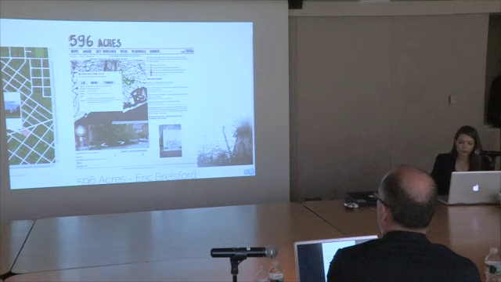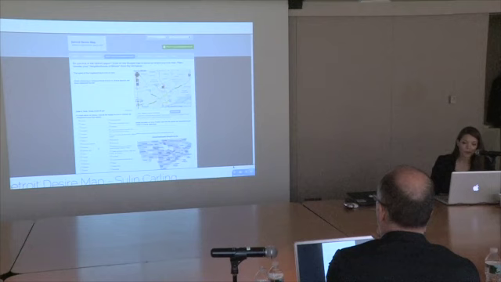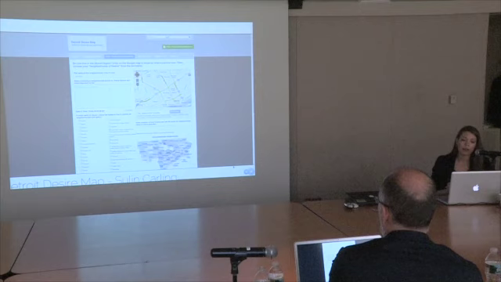This is a project by one of my students last year in the Detroit Interrupted Studio that I taught with Tony Griffin. And she put together a web survey in which she asked Detroiters to pick their ideal neighborhood. So if they could live anywhere in the city, where would it be? She then asked them to list their preferred qualities of the neighborhood. So what were the things that they were looking at if they were to move?